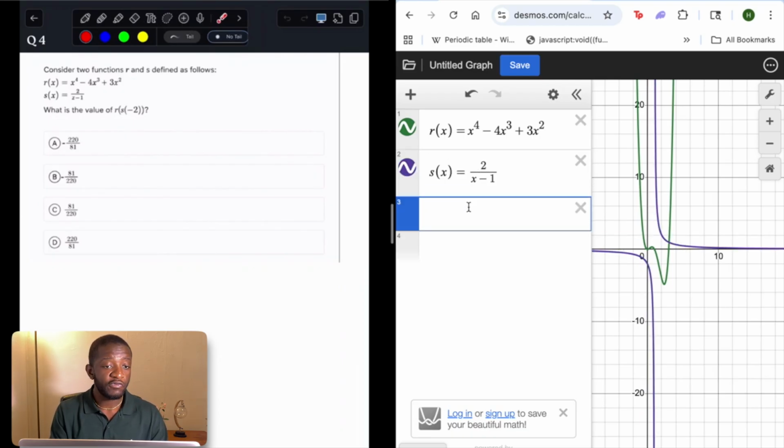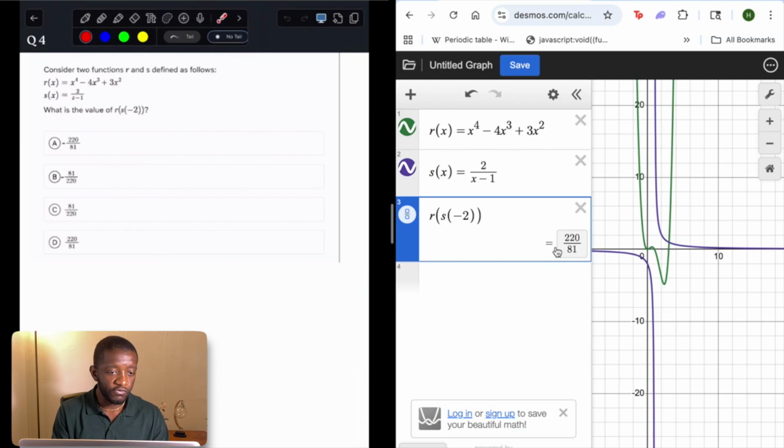So now they're asking for r of s of -2. So you're literally going to just write exactly what it's asking with -2. And there you have it, right? And this button will convert the decimal into fraction, right? So this will give you 220 over 81, right? So that'll be the answer. So let's move on to the next one.